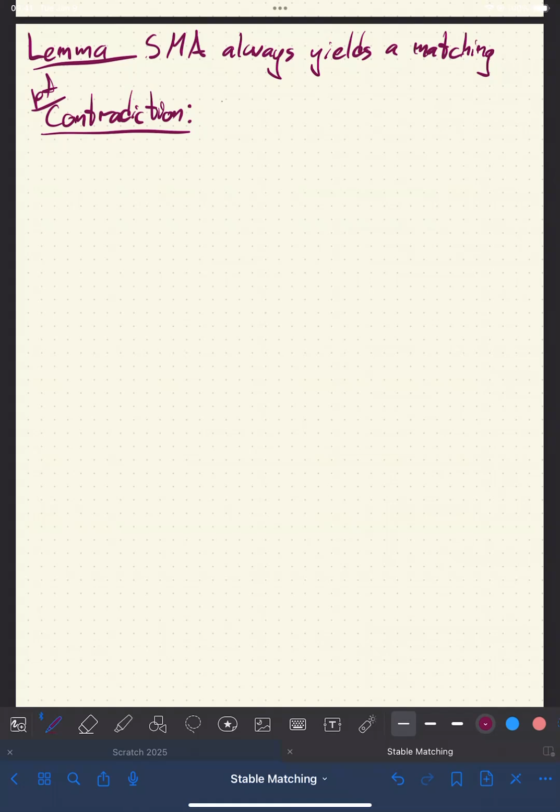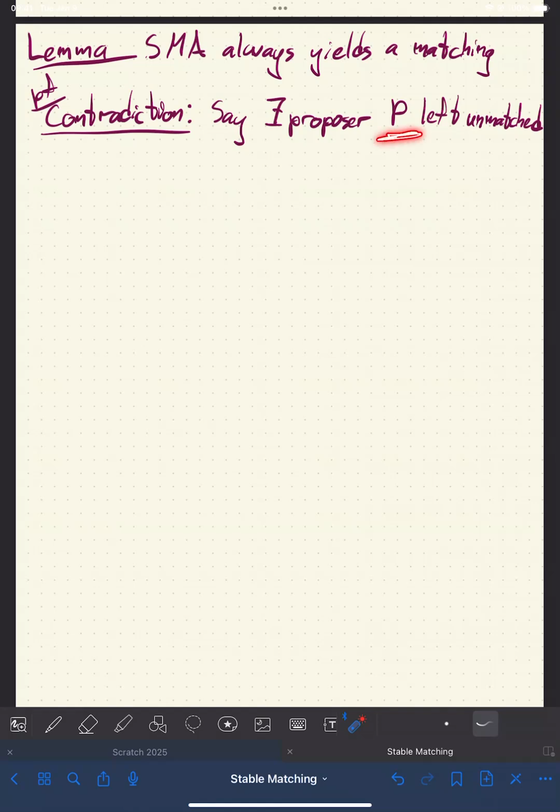What does it give my hands on? In this case, it says that there exists a proposer P left unmatched. They didn't get matched to a rejector. And this is why we might want to choose contradiction, because now I have something to work with. Once I have this proposer, I can just follow the logical conclusions of what it means to have an unmatched proposer and see if we can pull a contradiction out of that.